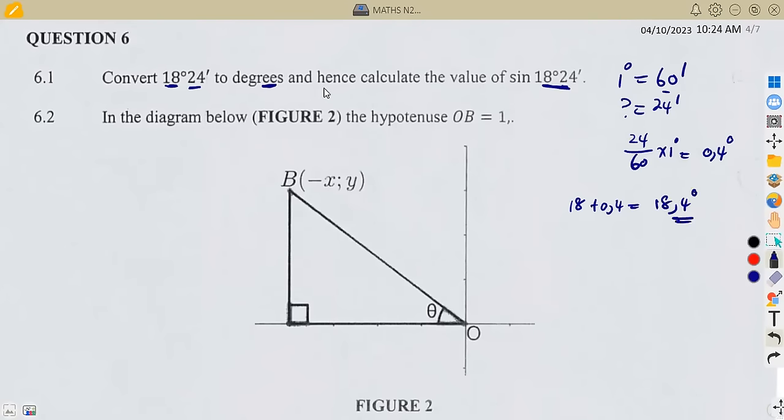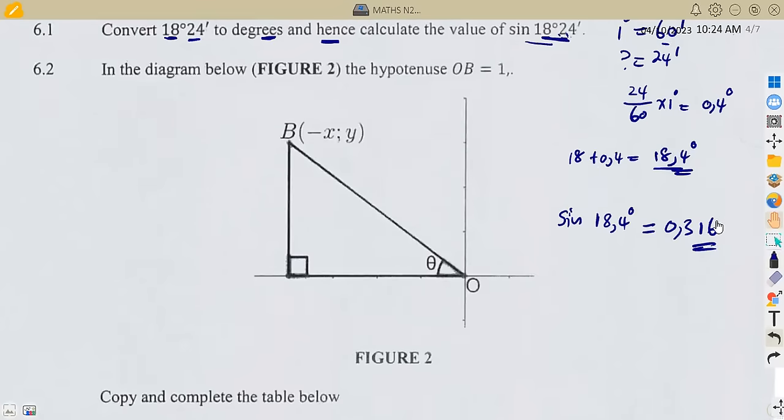All right, but hence now calculate sine. Sine 18 degrees 24 minutes is the same as sine 18.4 degrees. So you determine the sine of 18.4 degrees from your calculator. That is going to give you 0.3156, which is 0.316 if you round off to 3 decimal places. All right, so that was it for this one.